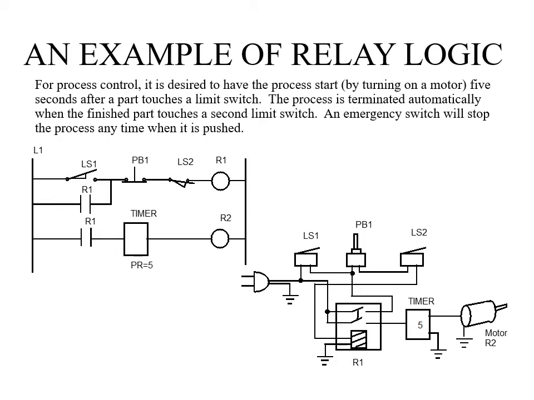Then this is a basic example of relay logic. Let's read through the situation. For process control, it is desired to have the process start by turning on a motor. 5 seconds after a part touches a limit switch, the process is terminated automatically when the finished part touches a second limit switch. An emergency switch will stop the process anytime when it is pushed.